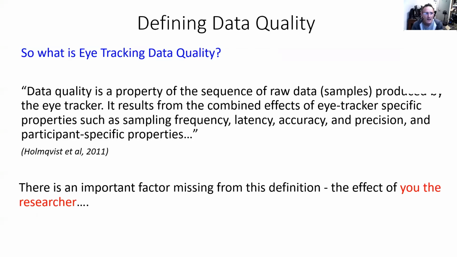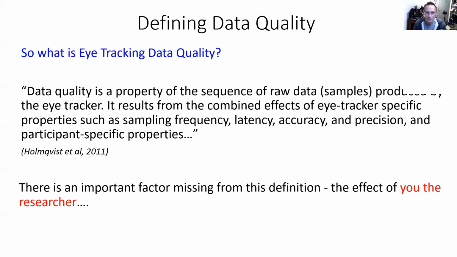And secondly, it makes it clear that there's not just one factor at play here. It's a combination of things that will combine to sum to your data quality, one of which is the eye tracker itself and its inherent qualities and abilities. But there are also participant-specific properties. For example, whether people are wearing glasses or whether they're elderly and their eyelids are drooping. Things like that could all impact on data quality.